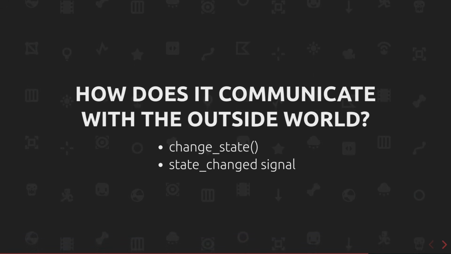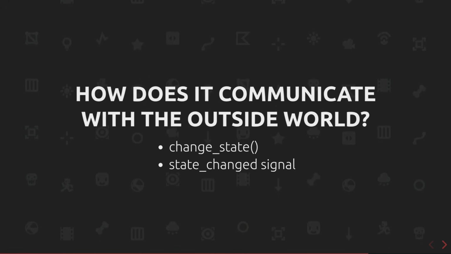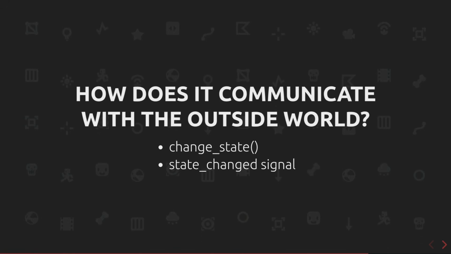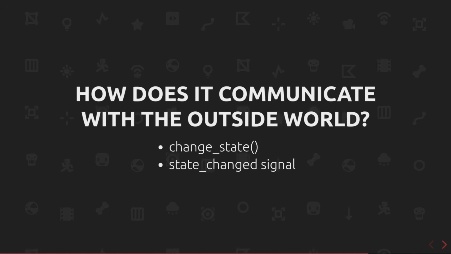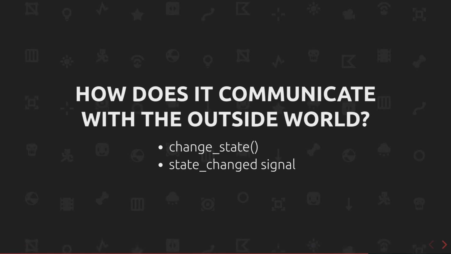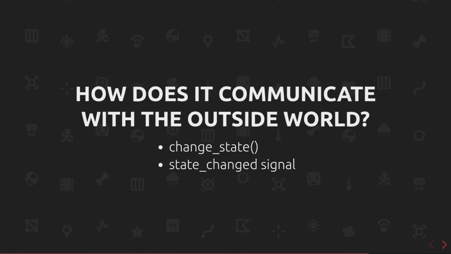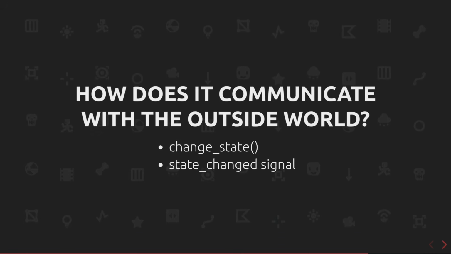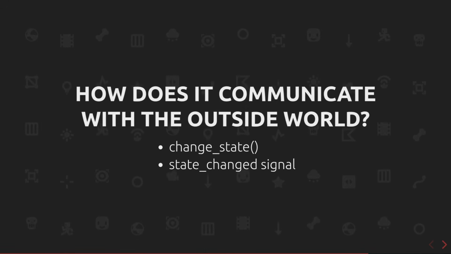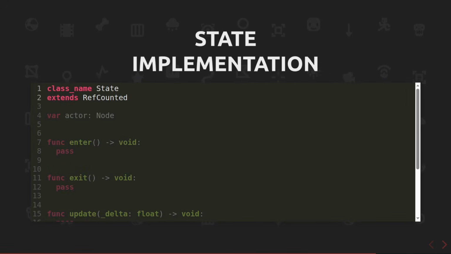And one really useful use case for this actually is for debugging purposes. For example, when you want to display the current state of that actor with a label node, you can just connect to that signal, and whenever the state changes, you can update the label as well. You don't have to query this in every frame, right? Now, after answering those three questions, let's move on to the implementation part next.